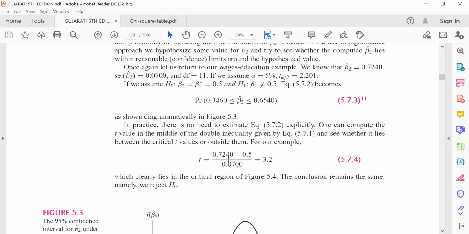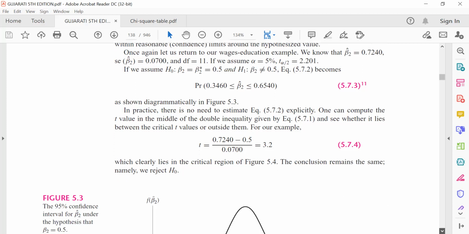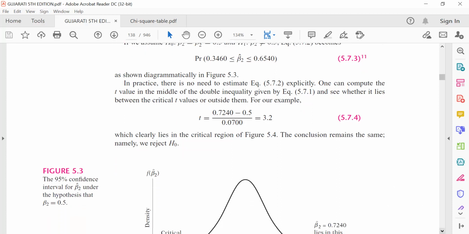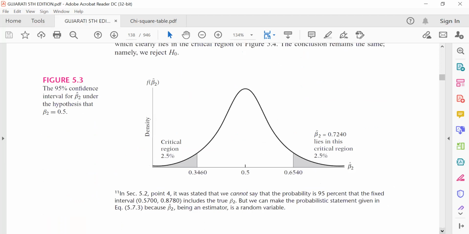Here we insert the value of the estimated beta, and we assume the true value is 0.5. We divide it by the standard error of beta. We get 3.2. Because the t calculated value is greater than the critical value of 2.201, this means we reject the null hypothesis.